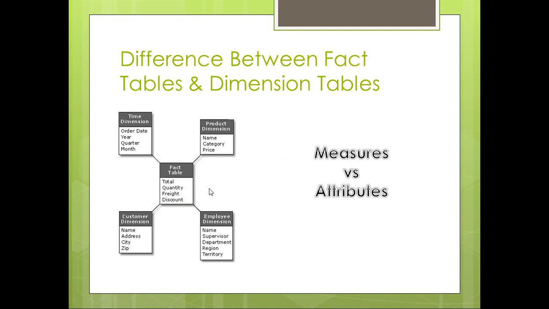So measures are contained in fact tables. Dimension tables contain attributes like name, category, price. This is because dimensions are actually property based. Another example is a time dimension that I showed over here, and it has different attributes like order date, year, quarter, month. The customer dimension has name, address, city, zip code. Employee dimension has a name, supervisor, department, region, territory.